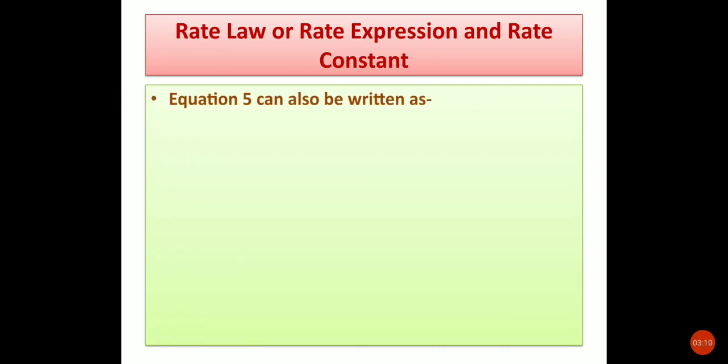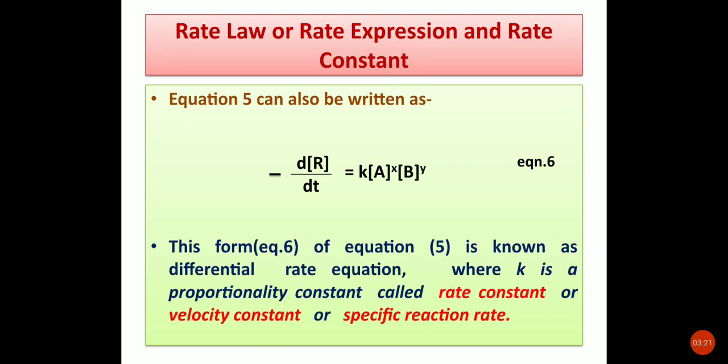Okay. Now this equation can also be written as minus d[R] by dt is equal to k into concentration of A raised to x, concentration of B raised to y. This equation is known as differential rate equation. The earlier equation is known as rate equation, rate law or rate expression, and this equation, where rate is written as minus d[R] by dt, is known as differential rate equation, where k is a proportionality constant called rate constant or velocity constant or specific reaction rate.